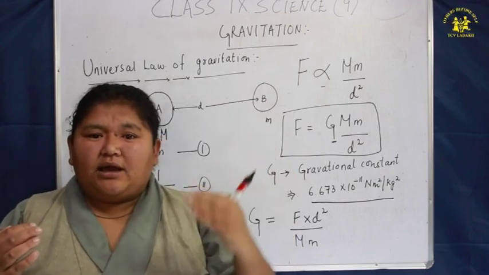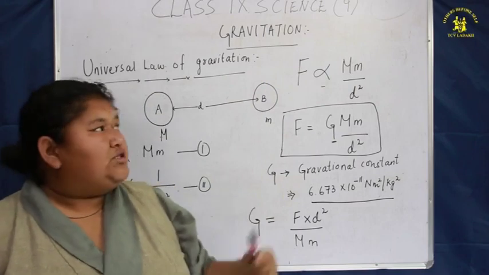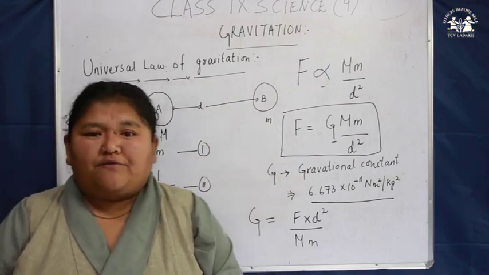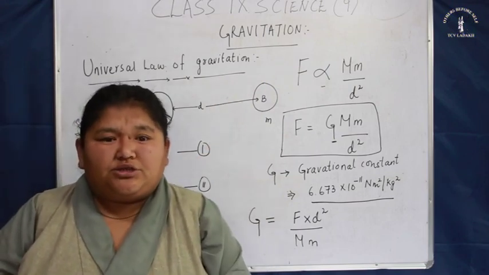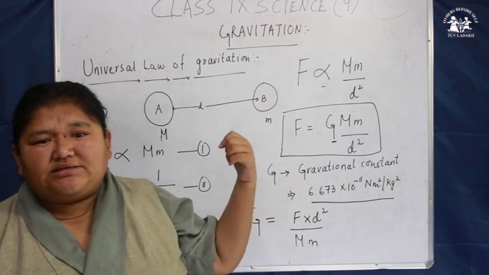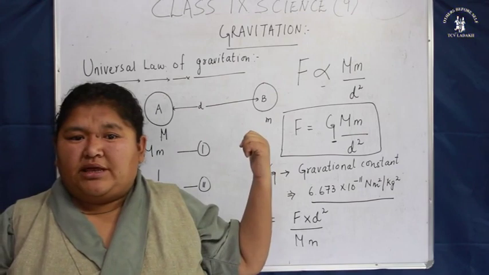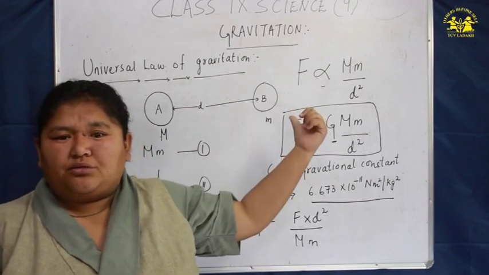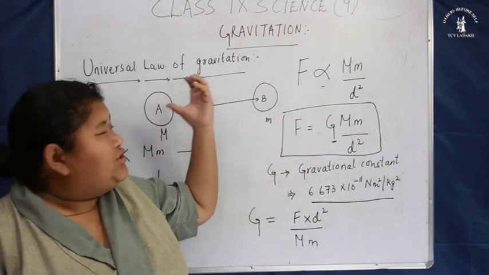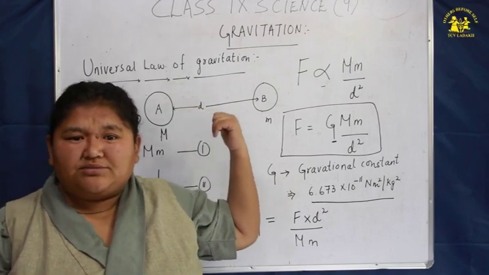The high tide and low tide phenomenon. The universal law of gravitation helped here. So that is why it is considered as one of the very important laws associated with gravitation. The concept of the universal law of gravitation is very important.